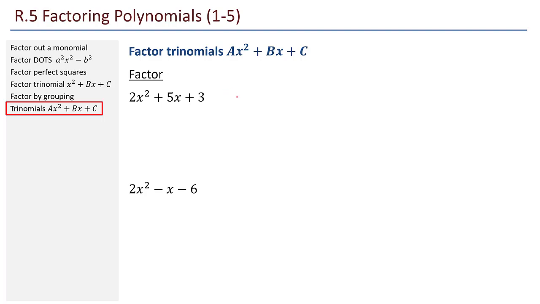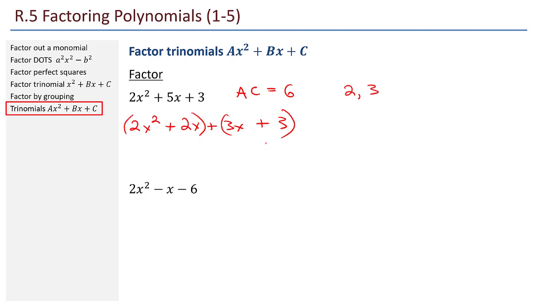In the first case, AC is 2 times 3, that's 6. I need factors of 6 that add up to 5. Oh, so how about 2 and 3? I'll put them off to the side. 2 and 3. 2 times 3 is 6, and 2 plus 3 is 5. So I want 2x squared plus 2x plus 3x plus 3.